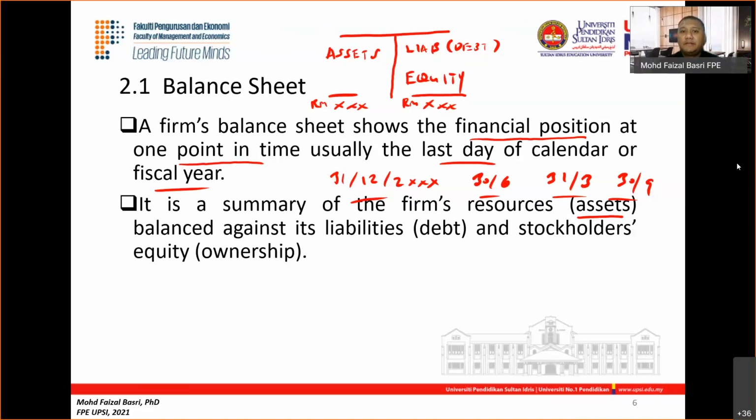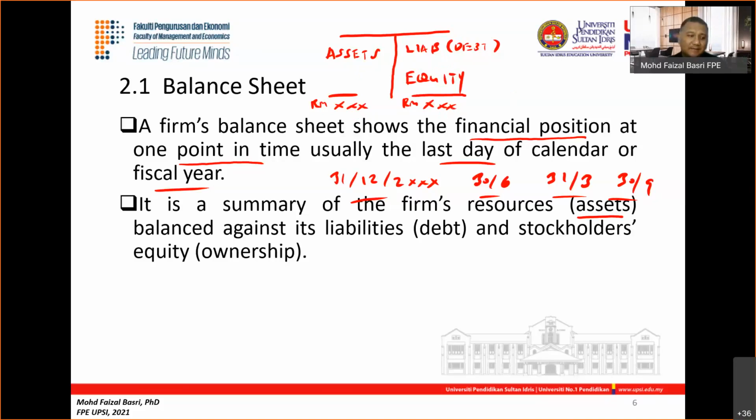So every asset, the source of funds must come from either your own money, which will be under equity, or if you have to borrow from someone else, it will be under liabilities. Every piece of information will be recorded, and therefore the values between the two will be balanced out. It must be balanced out.